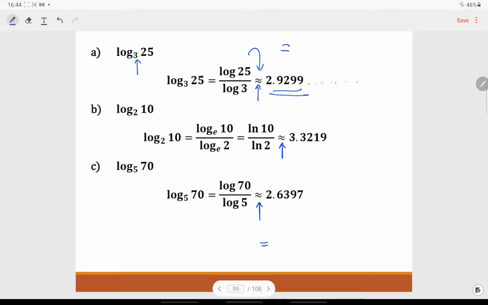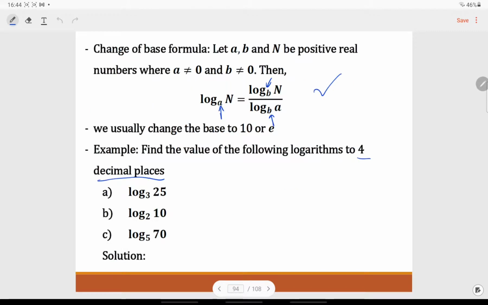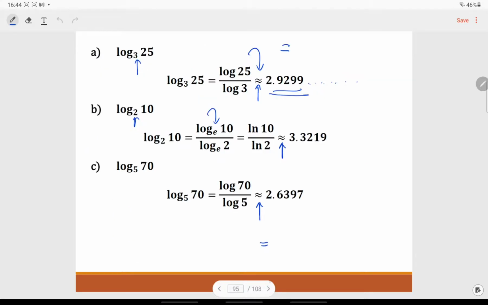So in order to use your calculator, we need to change the base from 2 to e. Remember, we have two options, whether we change to base 10 or base e. In the second example, we change to base e. So we have log 10 base e, log 2 base e. Log to the base e actually is ln. So you can take your calculator, compute the ln value, and we come up with this approximate answer.